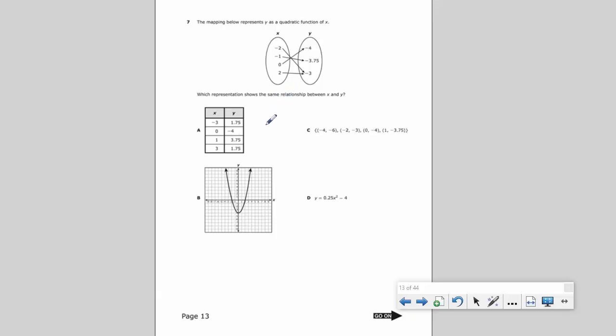This one's going to be kind of interesting. All right, so the mapping below represents a quadratic function. Remember, a quadratic function makes a parabola.